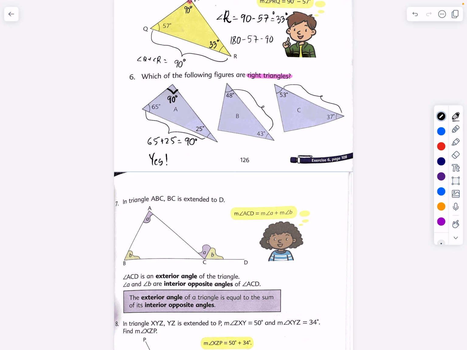Let's take a look at triangle B. Let's add up 48 plus 43, the two known angles, that's 91. 91 is close, but that means the last remaining angle will be 89. And 89 does not mean we have a right triangle. It's a no. And let's consider triangle C. 53 plus 37 equals 90. If we have two angles that add up to 90, the third angle must be 90 degrees, and therefore, yes, we do have a right triangle.